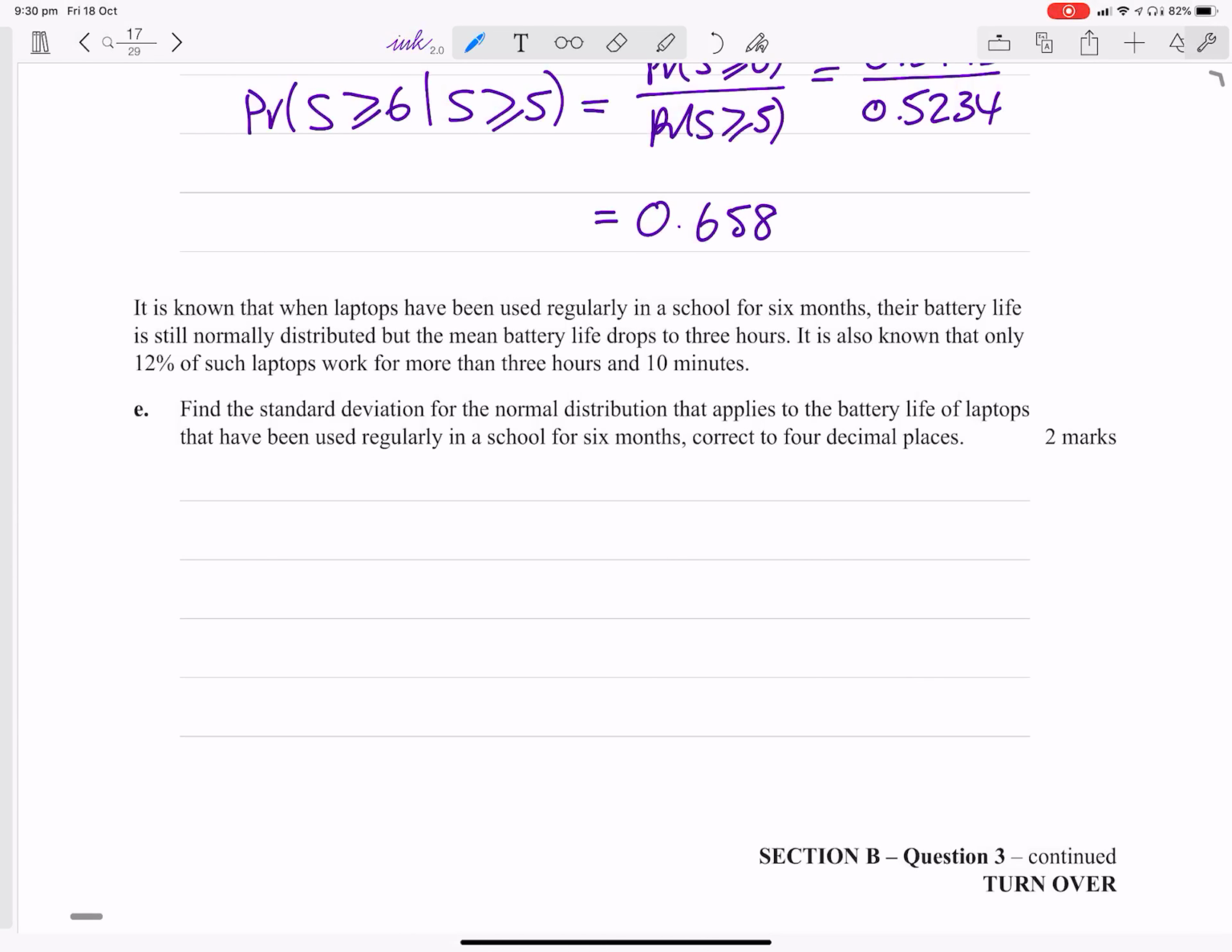So that when laptops have regularly been used in a school for 6 months, their battery life is normally distributed, but the mean battery life drops to 3 hours. Also know that only 12% work for more than 3 hours and 10 minutes. Find the standard deviation.